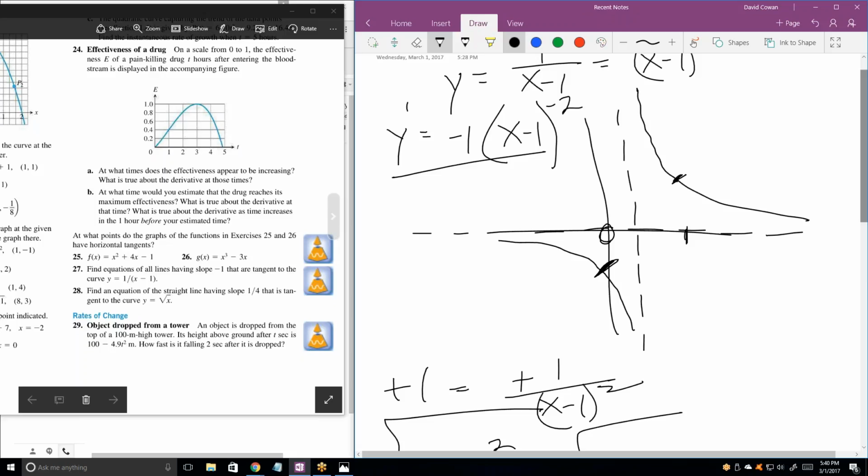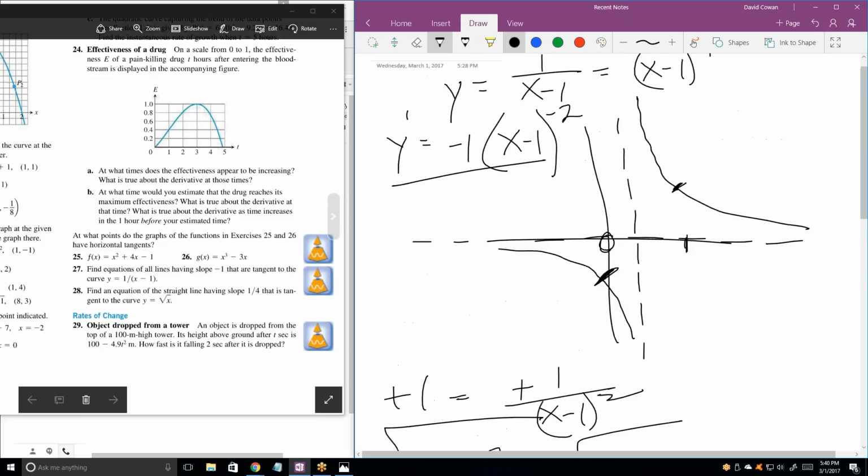No. Oh, slope's negative no matter where you're at. Negative there, negative there, negative there, negative all the way down. On the upper side, negative, negative, negative, negative, negative.